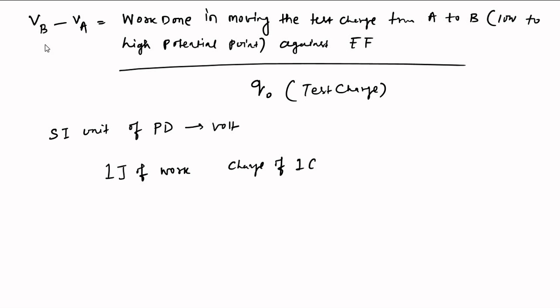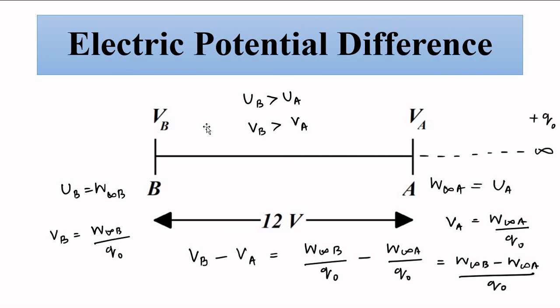The potential difference between any 2 points is the work done in moving the test charge from a lower potential point to a higher potential point divided by the test charge itself. That is the definition of electric potential difference.